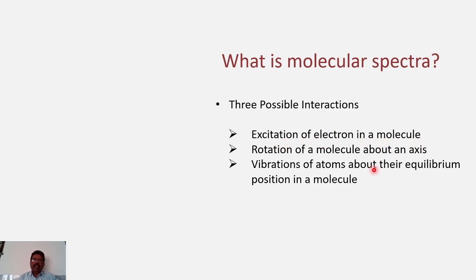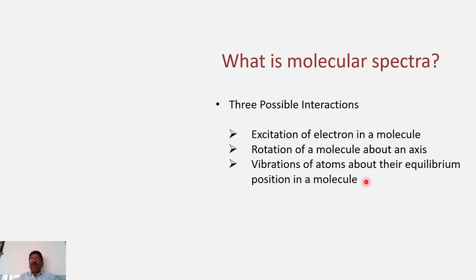So excitation of an electron in a molecule, this is the first, and very similar to atomic spectra kind of interaction. Then the second one is observed only for molecules: rotation of the molecule about an axis. Because the external energy received by the molecule has certain symmetry, or you can say about a certain axis, the constituent atoms perform a rotational motion. Because of this rotational motion, there may be a change in energy states.